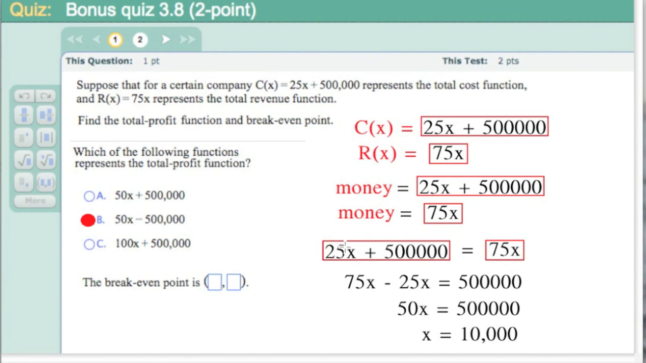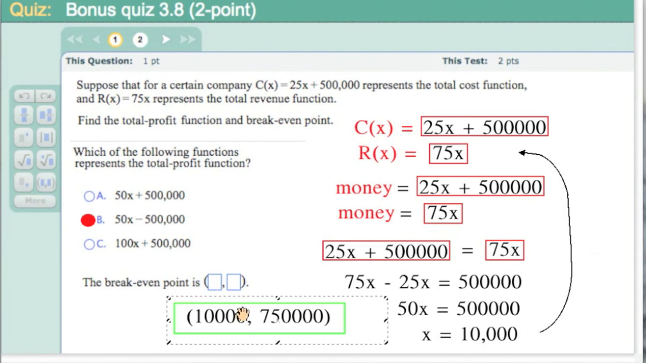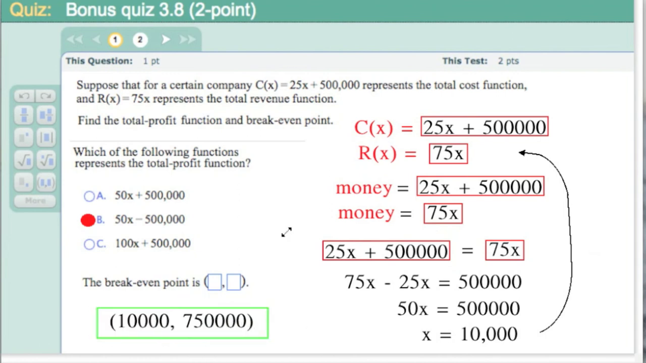And again, it's an ordered pair, so we need to follow through. And we need to find out the total cost here, the money involved. We know there's 10,000 widgets. Well, what's going to be the amount of money involved? And so you could sub that into either one of those equations. I think the second one, 75x, is easier. And when you do that, you get an ordered pair. And this is going to be the answer there. So that is the answer to problem one.